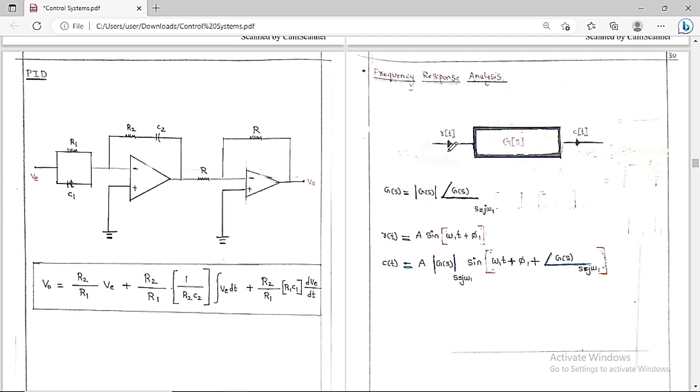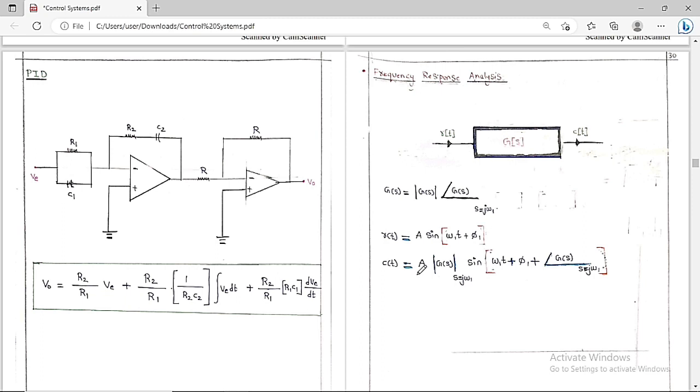Suppose the input R of t is equal to A into sine of omega 1 t plus phi 1. Then what is the output I want to figure out? The output depends on this magnitude value at the corresponding frequency, S is equal to j omega 1. If you substitute S is equal to j omega, we get some equation in terms of omega. If you substitute omega 1 in this equation, we get some magnitude and phase angle.